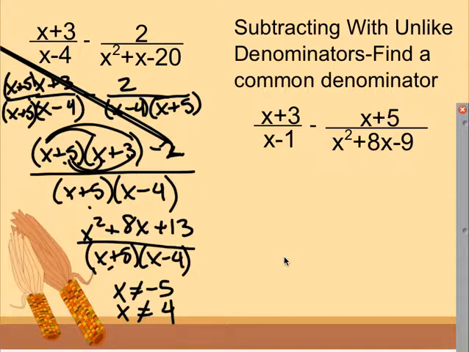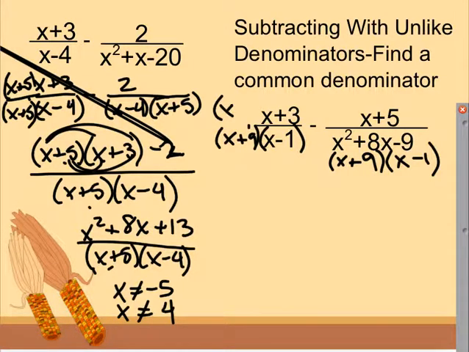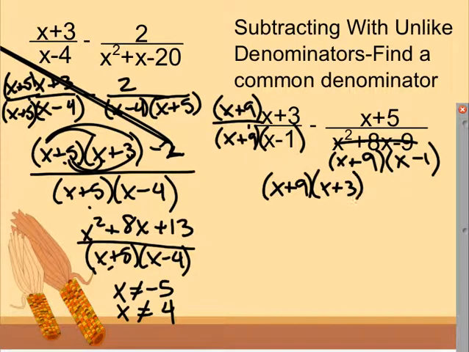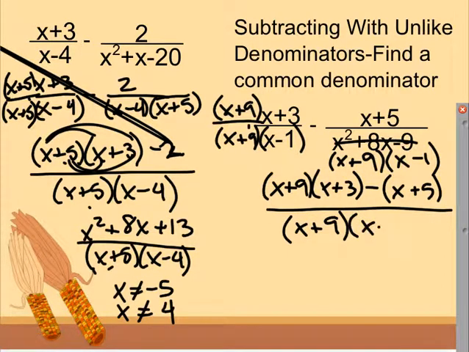So I'll do just another example here. In this first case, this can factor to x plus 9 times x minus 1. So it looks like this first fraction is missing a factor of x plus 9. So we can simplify here and say that I have x plus 9 times x plus 3 minus the whole quantity of x plus 5, all over x plus 9 times x minus 1.